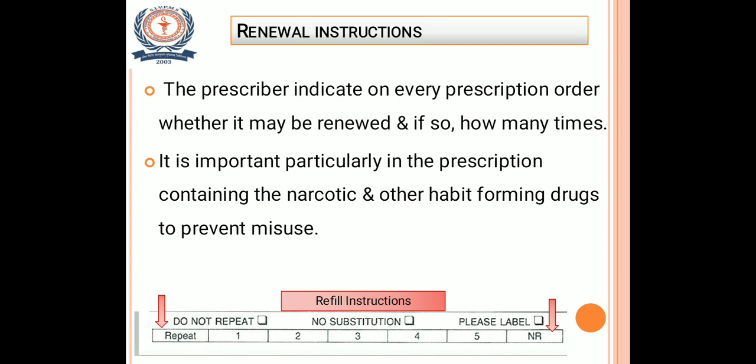On the refill instruction, you can see here, do not repeat and repeat. These two columns are there, check boxes are there. So if the physician wants to repeat the prescription, he will just tick on the number 1, 2, 3, 4, 5 likewise. And if the same prescription is used for a single time, he will tick the do not repeat checkbox. So these types of refill instructions are given to avoid misuse of the prescription.